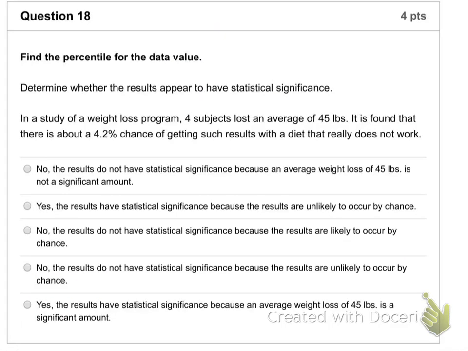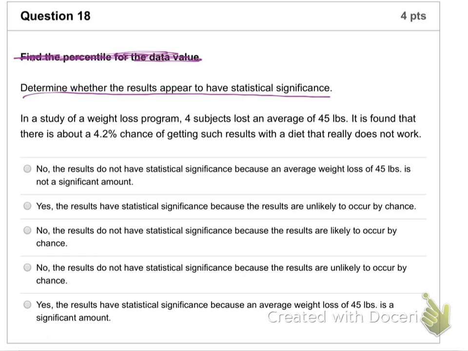Number 18. Find the percentile for the data value. Determine whether the results appear to have statistical significance. You know what? My instructions got mixed up. Ignore this. There are the real instructions. It'll be clear on the exam.